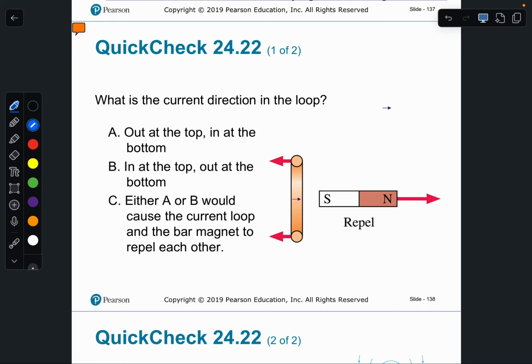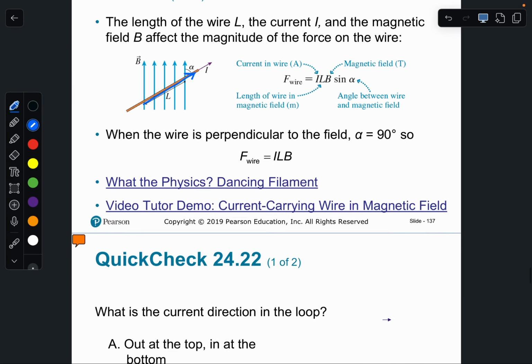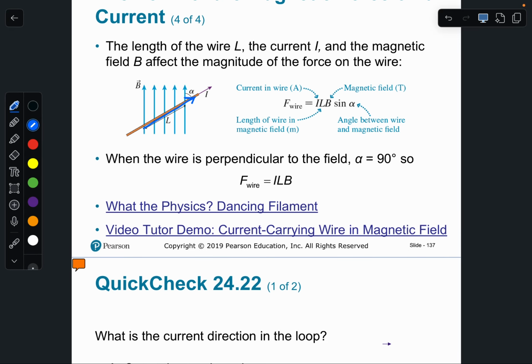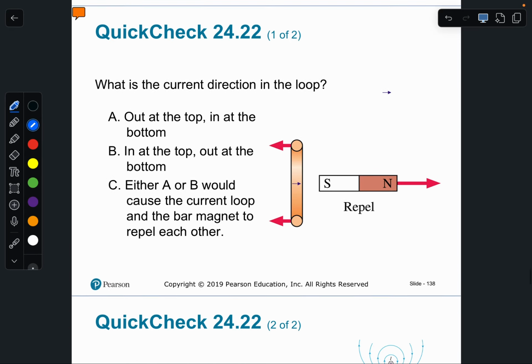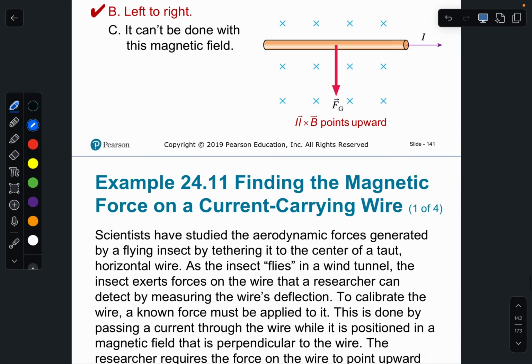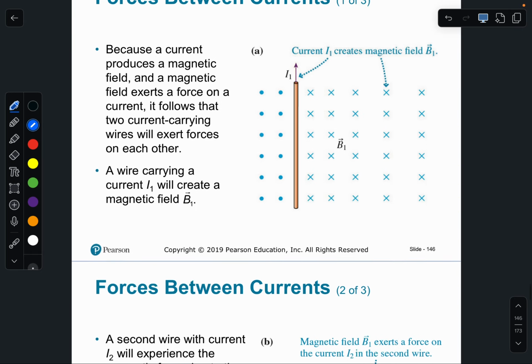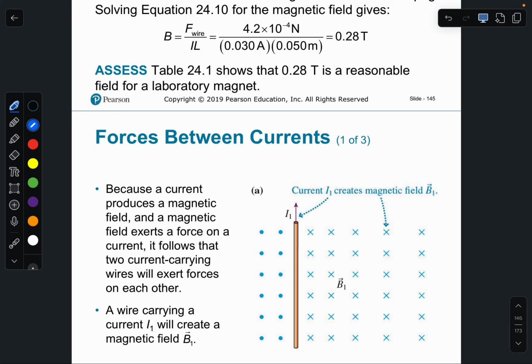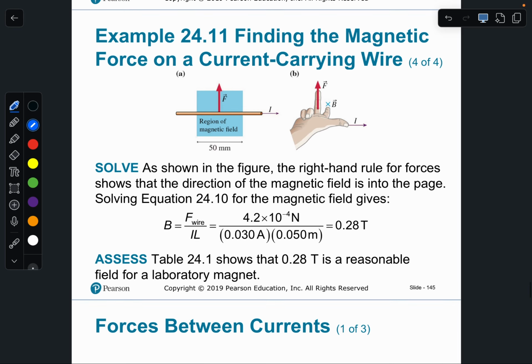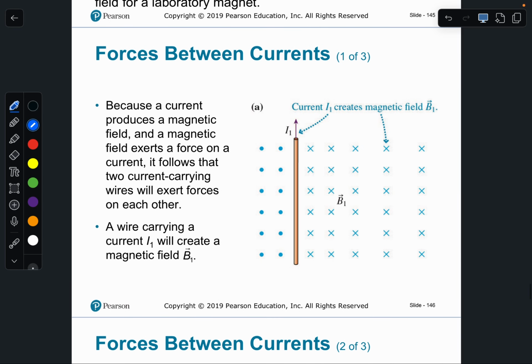So let me skip to the two parallel wire section, because here we're still in the one wire in a B field. So I'm going to skip down to the last section, which will be the last thing we're going to talk about. Technically it's combined in this section. What about two currents? How does that work?